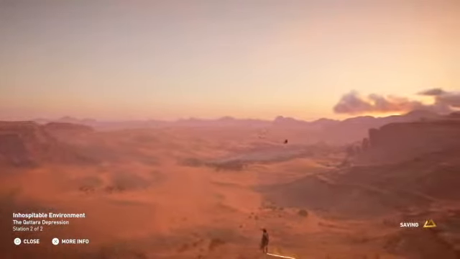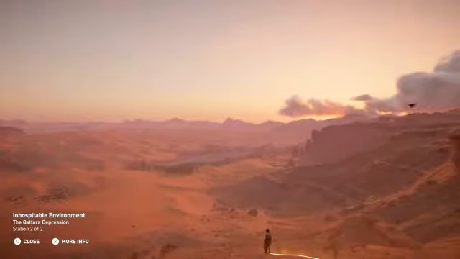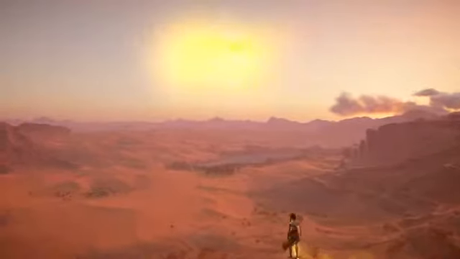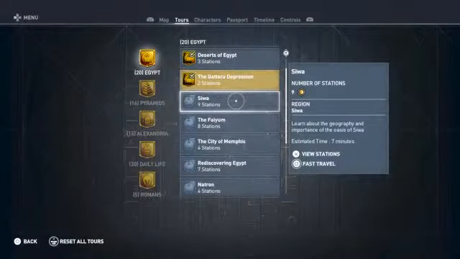See there, you see the famous Siwa. I believe that is what is out there. And yeah, so that is that. And yeah, so we gotta go to the next area now, which is Siwa, which has 9 stations.